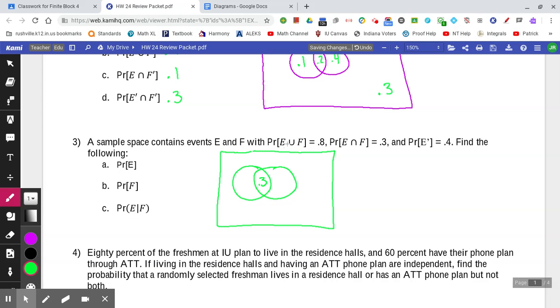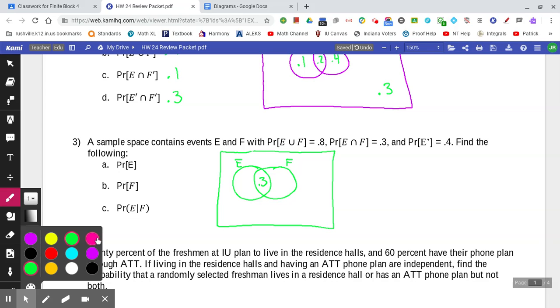But this time it gives me that the union is 0.8, so that means that everything inside the circles adds to 0.8. And this right here tells me the probability of not E. So let me label this as event E, and this one is event F. So not E is 0.4. All right, let's go ahead and start off with that one.